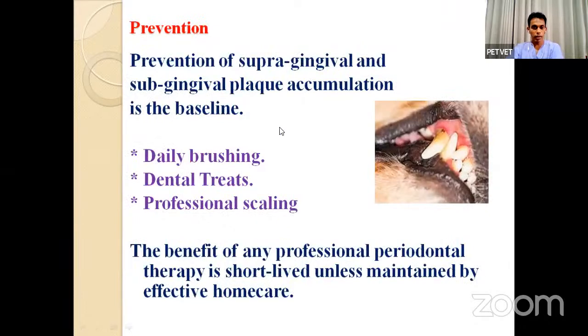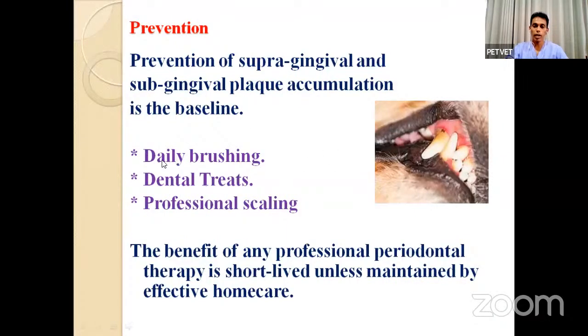So prevention of periodontal disease is prevention of supragingival and subgingival plaque accumulation. That's the baseline. That's why daily brushing comes into play, because with daily brushing, you can remove all the plaque. When the plaque is no more there, there's no raw material for the dental calculus, the permanent thing, to form. So daily brushing will definitely significantly reduce these subgingival and supragingival issues.